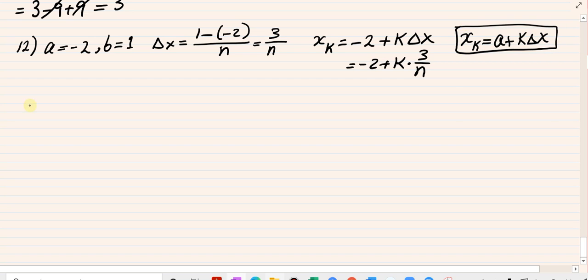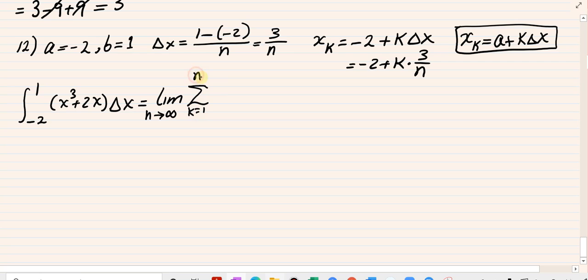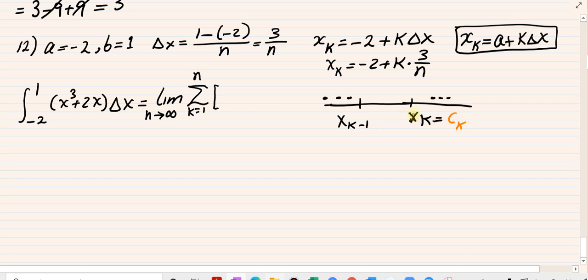Okay, now therefore the integral from -2 to 1 of x cubed plus 2x dx is going to equal the limit as n goes to infinity of the Riemann sum, k from 1 to n of, this time remember, x sub k becomes c sub k. This is x sub k minus 1. This is x sub k. This is my kth subinterval. If my evaluation point is the right endpoint, that means c sub k and x sub k coincide. They become the same. Okay, so I can actually use c sub k right in here instead of x sub k.